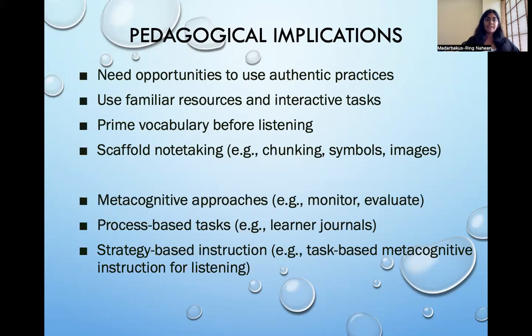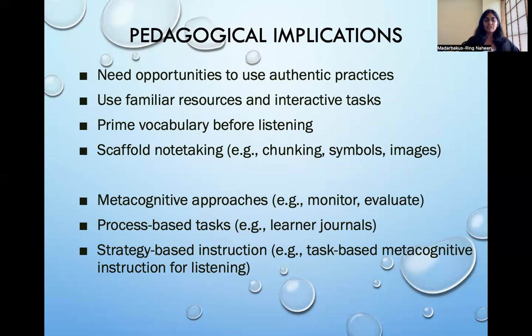Ultimately, this study has hopefully suggested that metacognitive approaches are quite valuable in class. So being able to give our students monitoring opportunities and being able to evaluate their understanding can really help improve their comprehension. Being able to use process-based tasks, so things like learner journals, being able to give our students opportunities to discuss, being able to set goals, being able to identify their difficulties are all also very important.